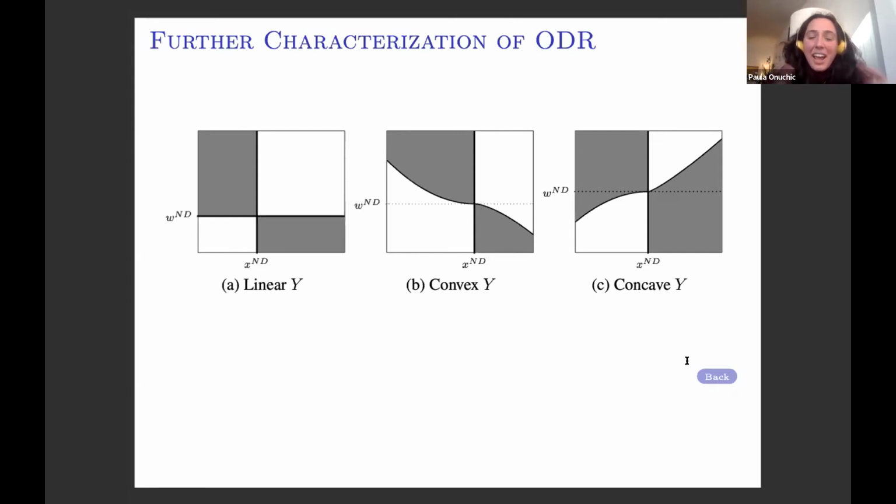So I have intuitions and lots of things to say about the convex case and the concave case, but I feel like I'm just not going to have time to get there today. So let me just leave it at that.